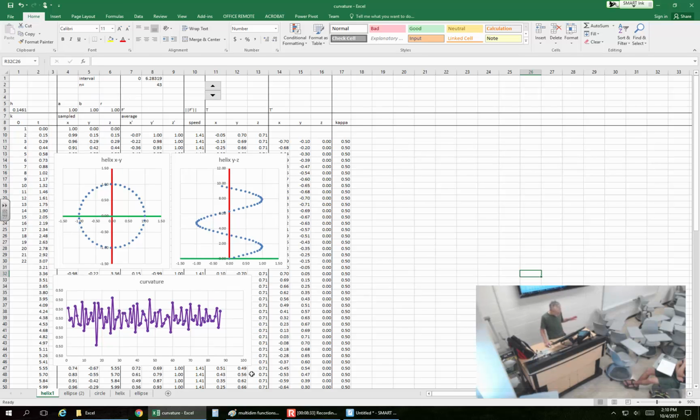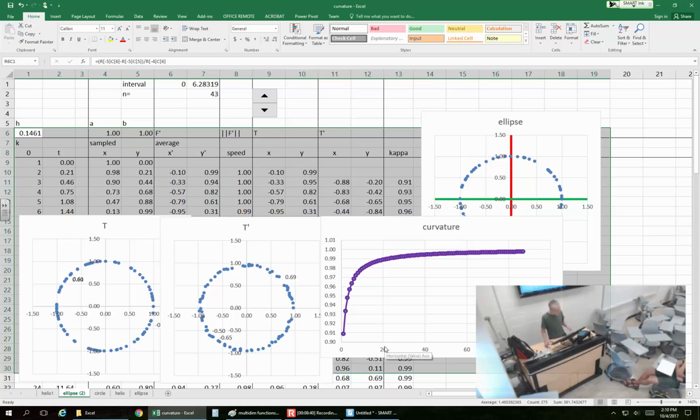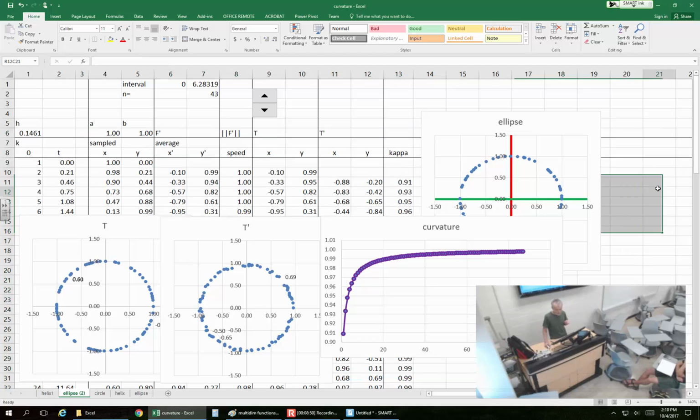Okay, so that's still the helix. We worked that out. Oh, here it is. The point being that we have done all the computations of the curvature with various parameterizations, but they all work at constant speed. If the speed is constant, it's easy to reparameterize. We did it for the circle, not for the ellipse.